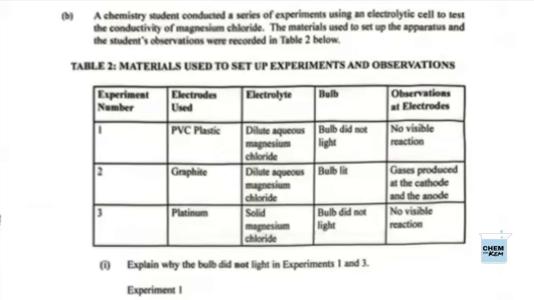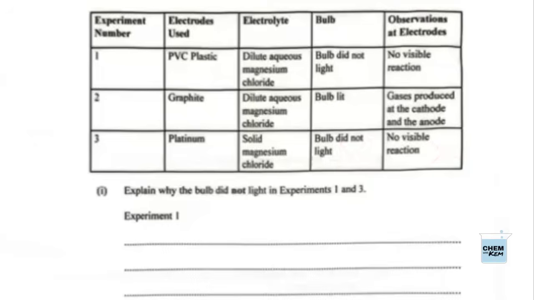In experiment 2, the electrodes used was graphite. The electrolyte was dilute aqueous magnesium chloride. The bulb lit up and the gases were produced at the anode and at the cathode. Now, for 3, the electrodes used was platinum. The electrolyte was solid magnesium chloride. The bulb did not glow and there was no visible reaction. Then we're going to answer the questions based on these observations.